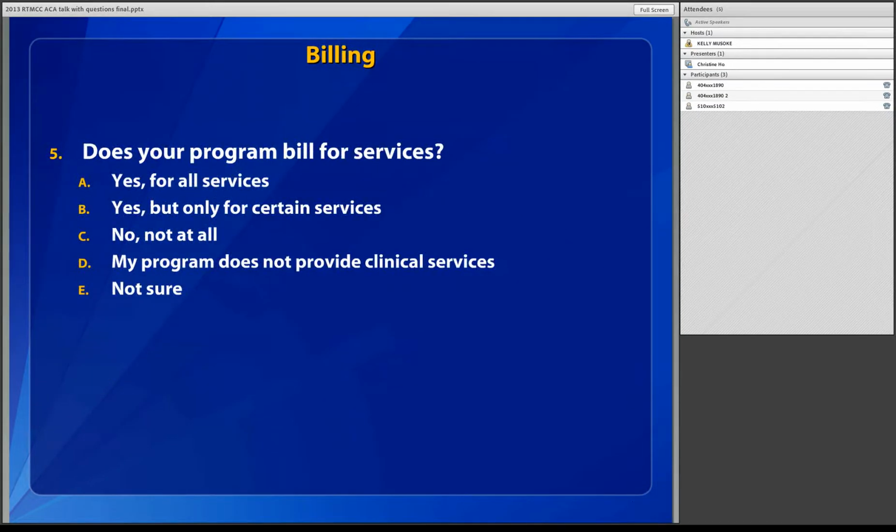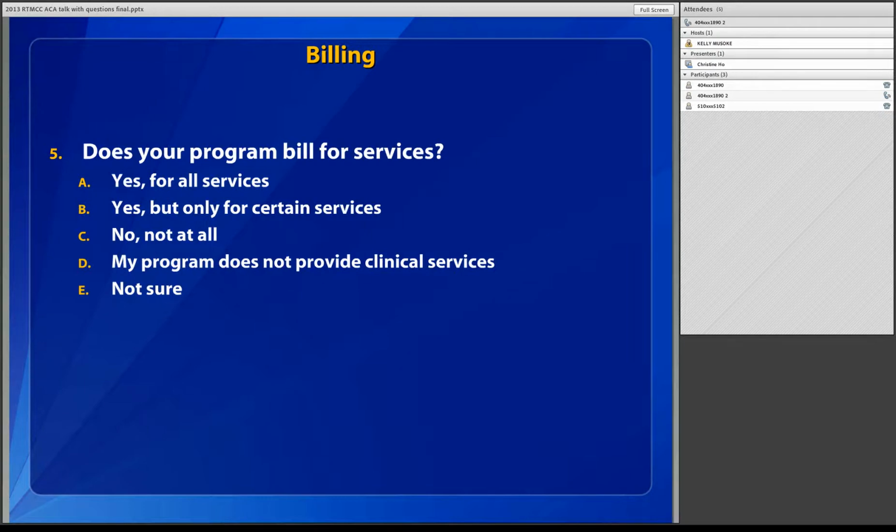Okay, so we are now going to move on to billing, and billing is not part of the formal infrastructure for the talk on the Affordable Care Act, but it's actually very important to discuss because it is one of those areas where we can perhaps leverage in order to gain more support for the public health services that we provide. So first, the question that I ask you is, does your program bill for services?